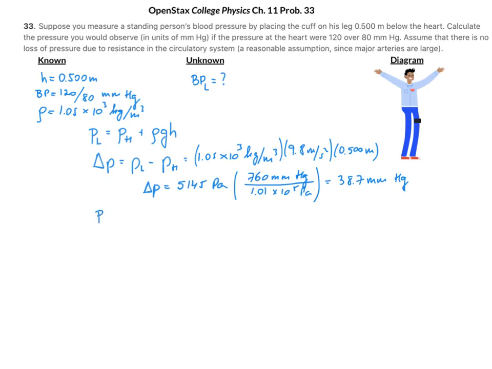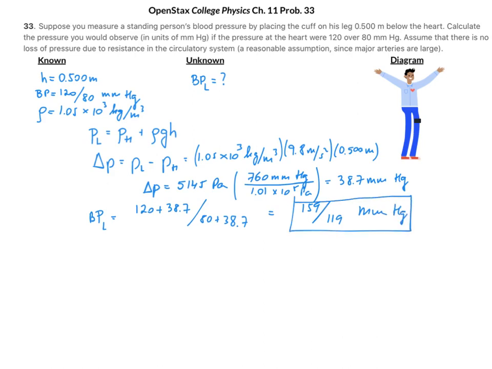So then we add this pressure difference to both the 120 and 80 and end up with blood pressure at the leg level being 120 plus 38.7 over 80 plus 38.7, and that's about 159 over 119 millimeters of mercury. So the guy has hypertension in his leg? Not really. It's the same blood pressure. It's just that it's not measured in the correct place.